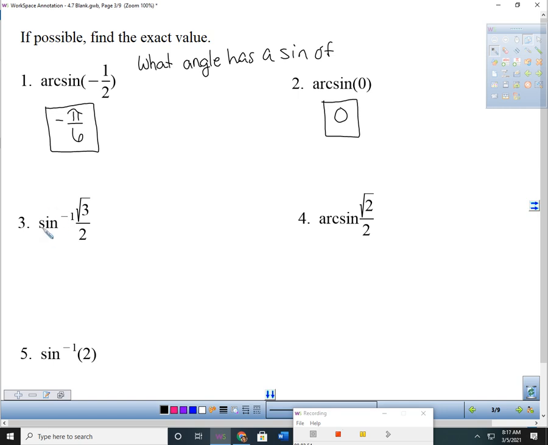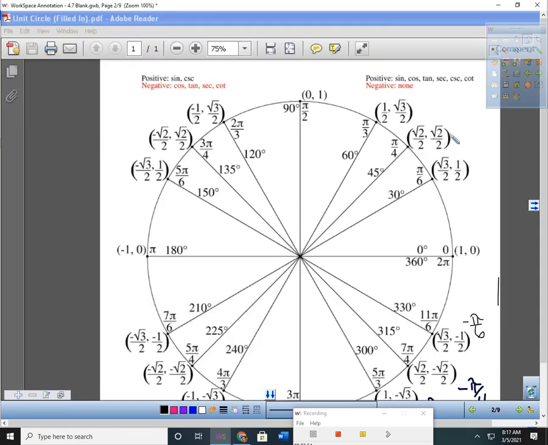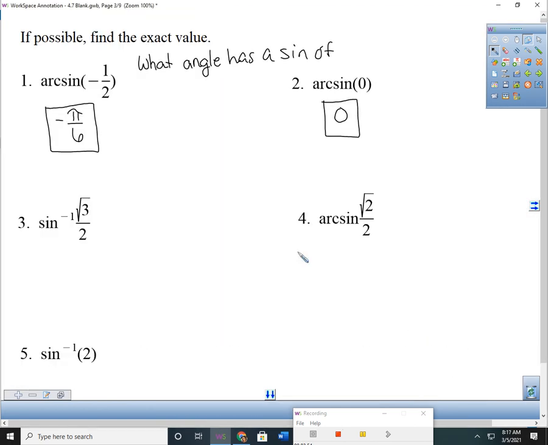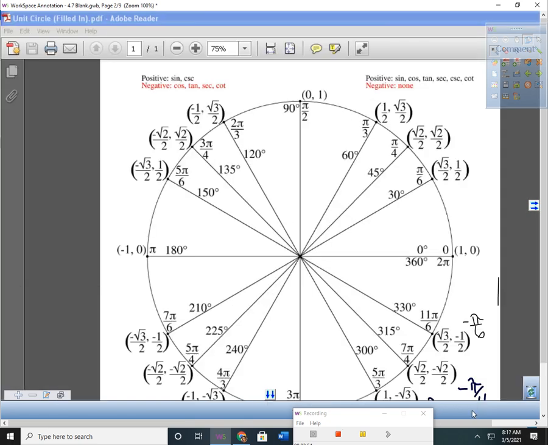So you're looking for an angle that has the sine value of √3/2. So √3/2, y value right there, pi/3. All right, √2/2, that is between -1 and 1. So what angle has a sine value of √2/2? I look right there, y value of √2/2, that gives me pi/4.